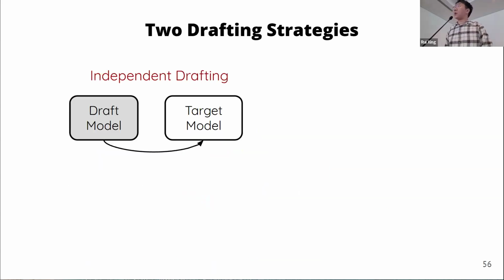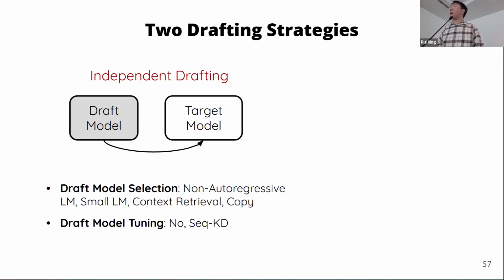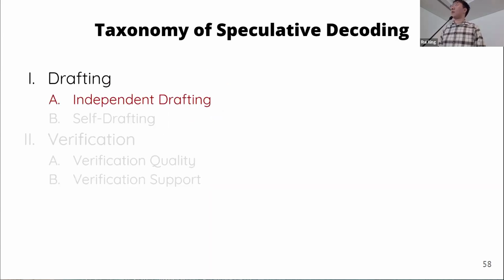So we have introduced two drafting strategies. The first is independent drafting. You can see the meaning from the name: independent drafting leverages another model, a draft model, to help the target model. Here we have two choices. The first is how can we select the draft model? And second, shall we tune the draft model? Okay, let's get started with the first, independent drafting.